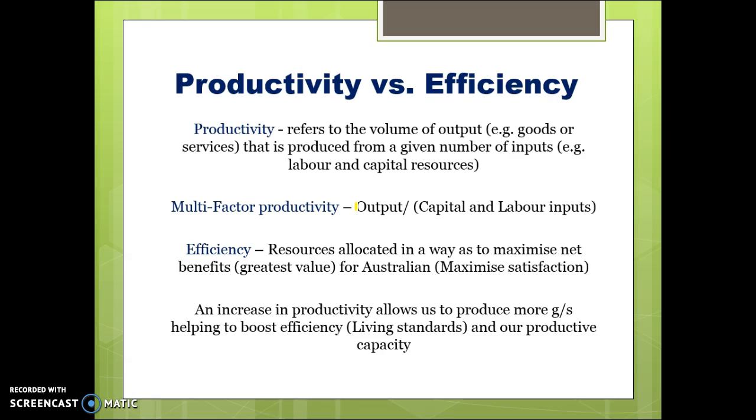Efficiency is about using our resources in a way to maximise the net benefits for Australians. So are we achieving an efficient allocation of resources means that we're maximising the benefits for Australians and maximising our total living standards. And increasing productivity will allow us to produce more goods and services so that we can meet more of consumers' wants and needs, which should help to achieve a more efficient allocation of resources.